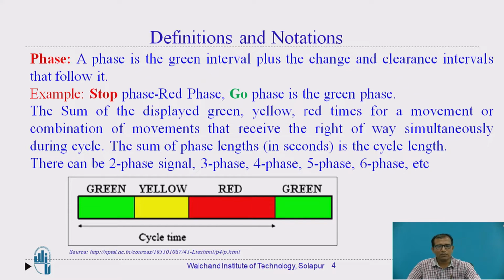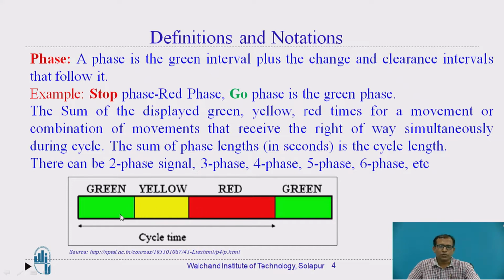After the cycle, we must know what a phase is. A phase is the green interval plus the change and clearance intervals that follow it. Here we use the stop phase, that is, the red phase is called the stop phase, the go phase is called the green phase, and clearance is indicated by yellow indications. So the sum of the displayed green, yellow and red times for a movement, or a combination of movements, that receives the right of way simultaneously during the cycle. The sum of the phases in seconds is the cycle length.